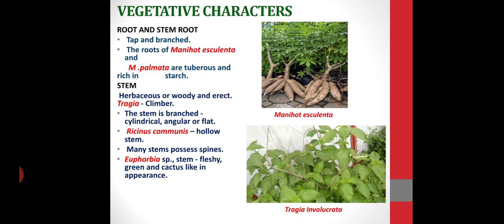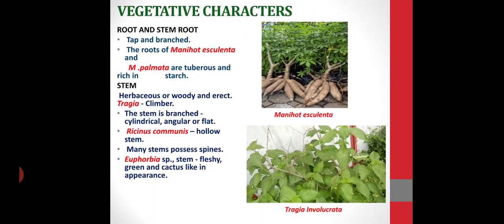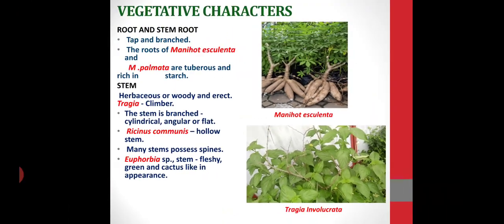And herbaceous or woody or erect climber. Here, this is the Tragia. Okay, it's a climber. And the stem is branched. Coming to the stem characteristics, stem is highly branched and cylindrical, angular, or sometimes flat. Here we can see this stem, and it is a very compact arrangement. The stem is highly branched, and Ricinus communis, the castor plant, has a hollow stem.